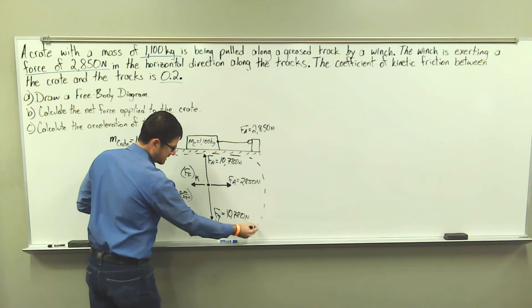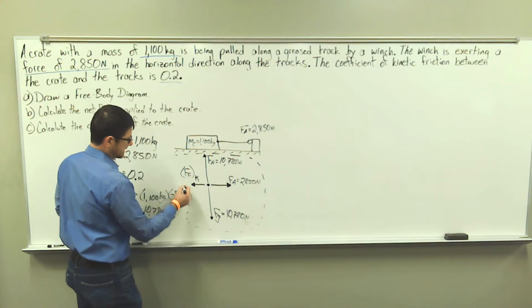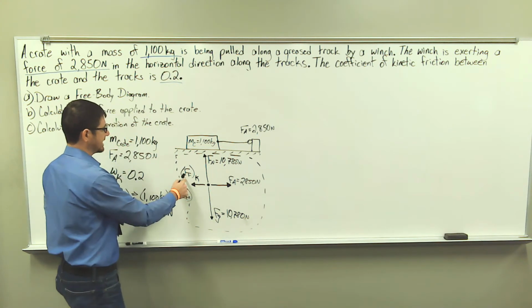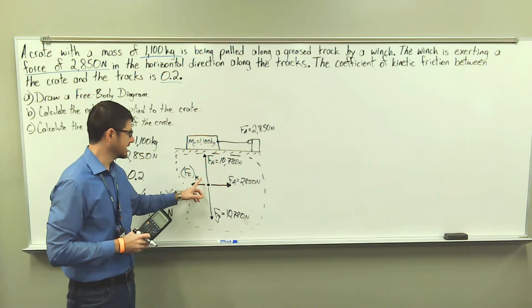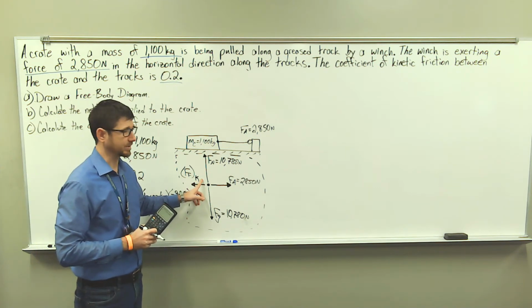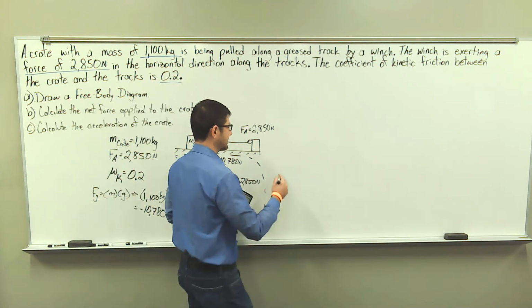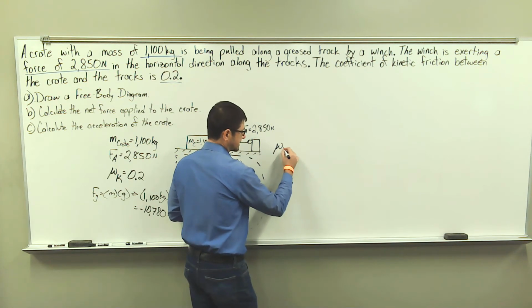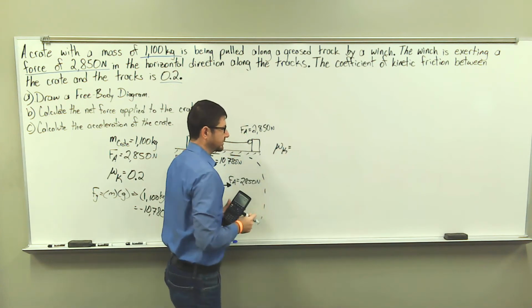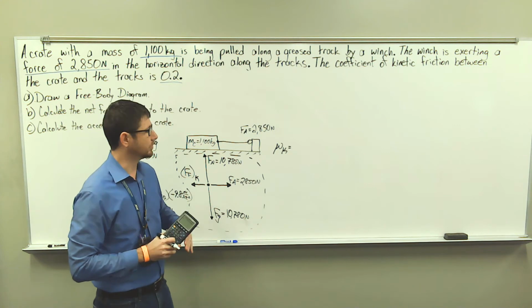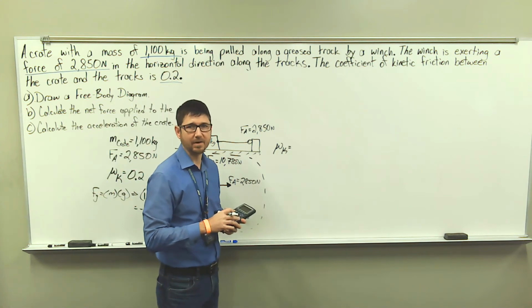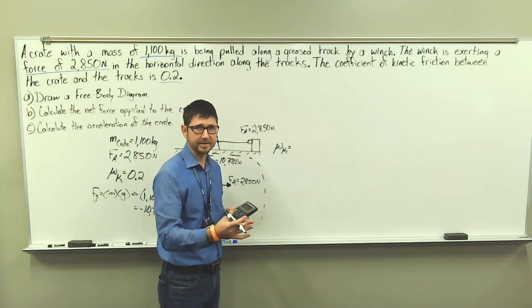So this is part A, but let's go ahead and calculate the force of kinetic friction. So we know that the coefficient of kinetic friction is equal to the force of kinetic friction divided by the normal force applied to the object.